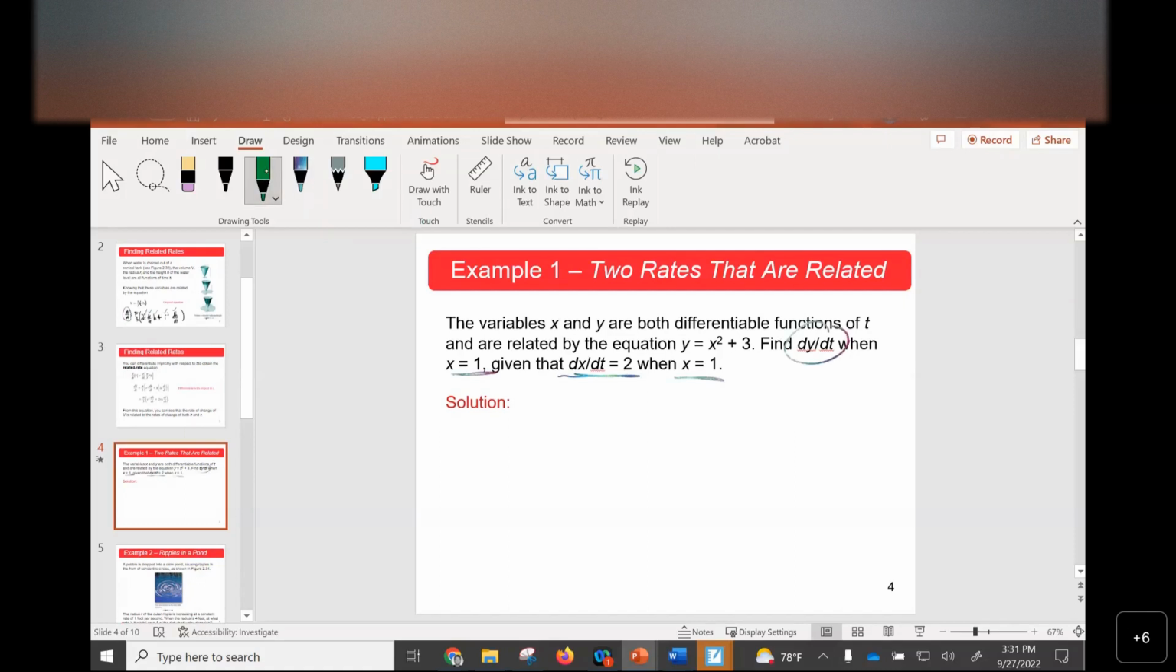So if I differentiate this with respect to time, y is dy/dt, and for x squared I need the chain rule, 2x times dx/dt, and the derivative of the constant is still 0. It doesn't matter what variable you're differentiating with respect to.